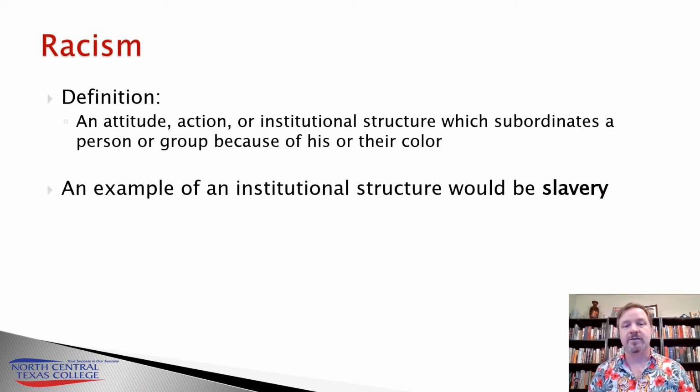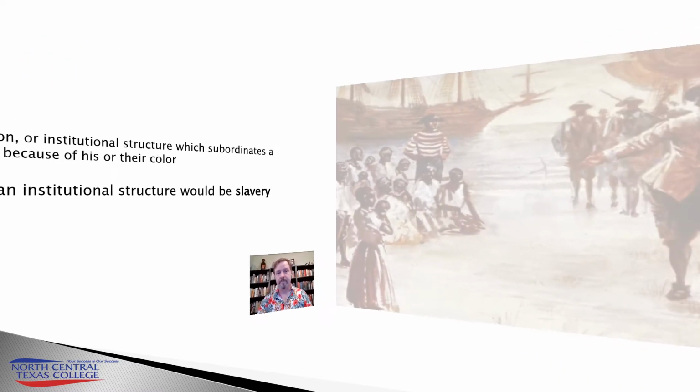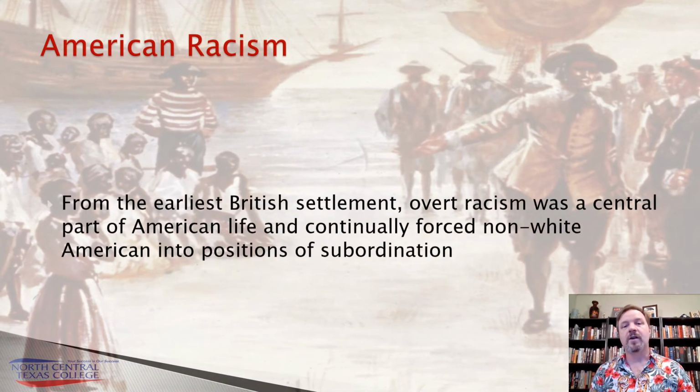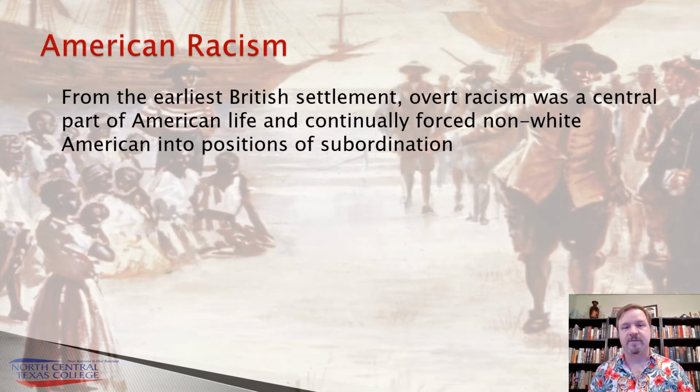Now, an example of an institutional structure would be slavery, right? Specifically, American slavery, because American slavery became based solely on skin color. From the earliest British settlements, overt racism was a central part of American colonial life and continued to force those who were non-white into a state of subordination, right? And it traces all the way back to the original 20 Africans who were dropped off at Jamestown. And it'll continue as we move forward. And again, the primary focal point here is not so much them being African, but them being colored.